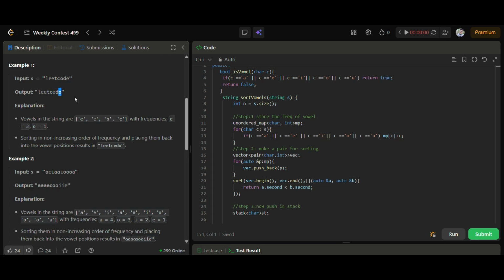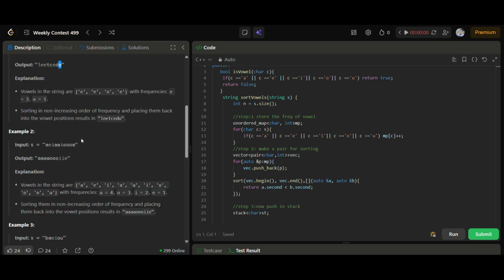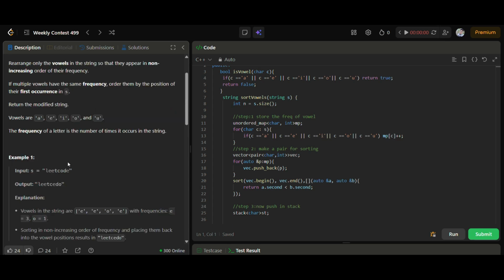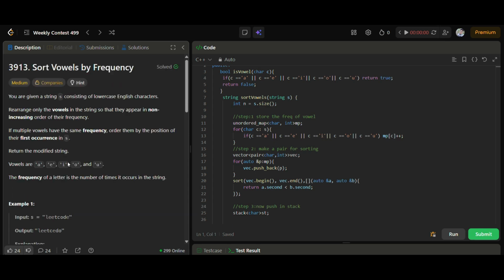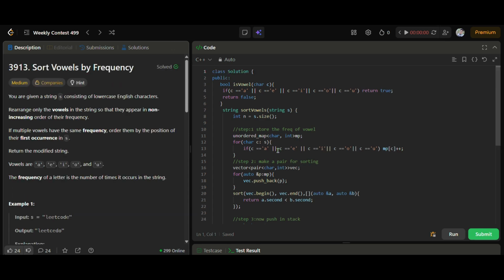Then if you see this, A E I A, here when A comes, okay. When E comes, but A occurs four times, so I write A. That's it. I think you understand the question. So how do I solve the question? I say first of all collect all vowels.